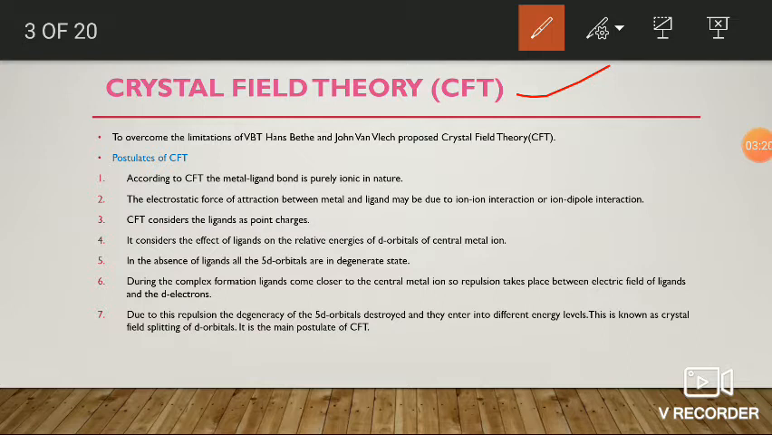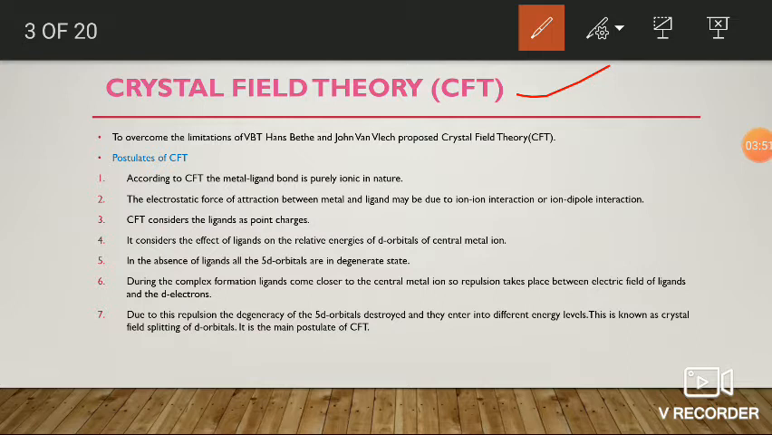It also didn't explain about the strength of the different ligands. It explained about the inner and outer orbital complex, but it doesn't give any account about the formation of such complexes. In what condition inner and outer orbital complex formation takes place is not explained by valence bond theory. So these are some drawbacks of valence bond theory.